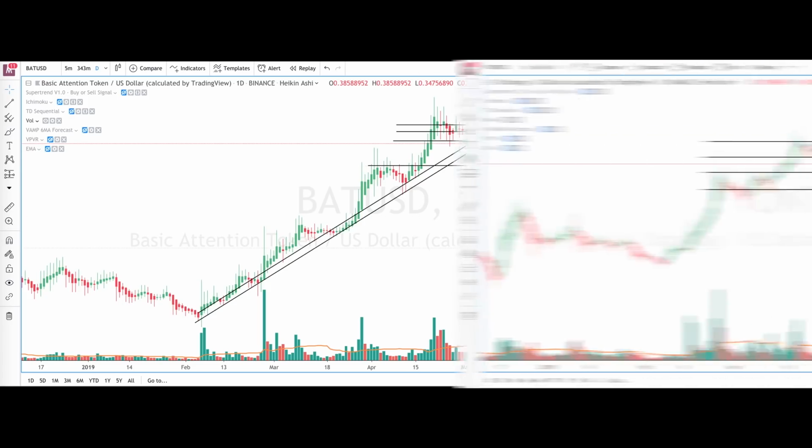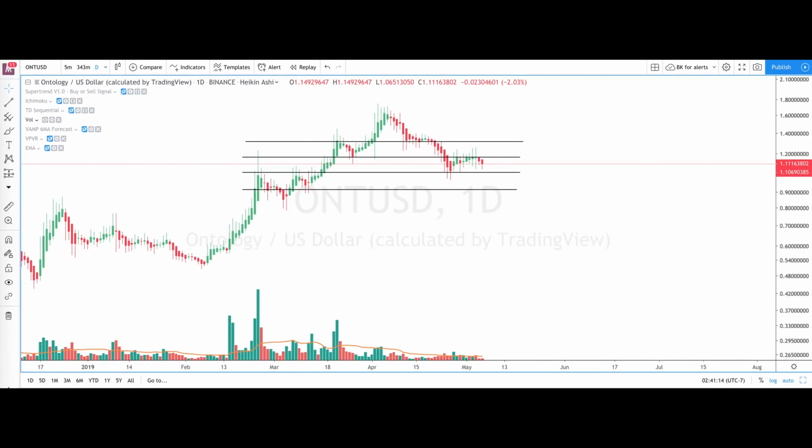about 31 cents. All right, let's look at Ontology, another highly voted coin in the survey on altcoins to look out for today. Ontology is a platform, if you're not familiar with it, that allows large businesses to get blockchain technology integrated very easily into their business operations. So that's the basis of Ontology.